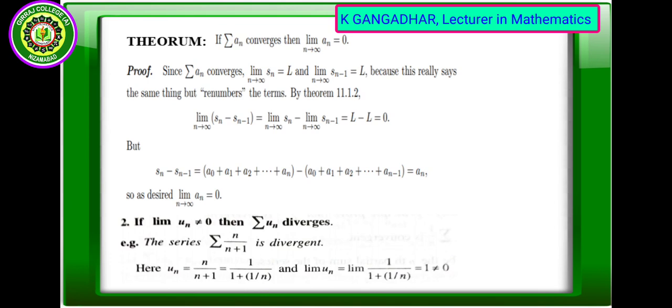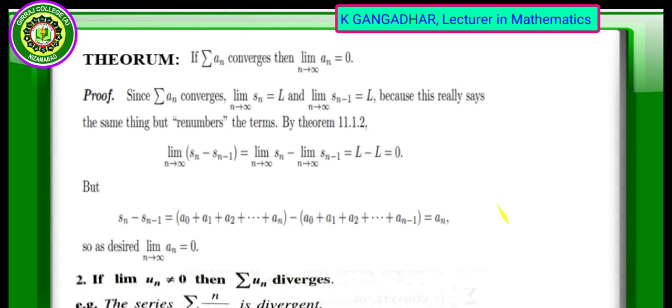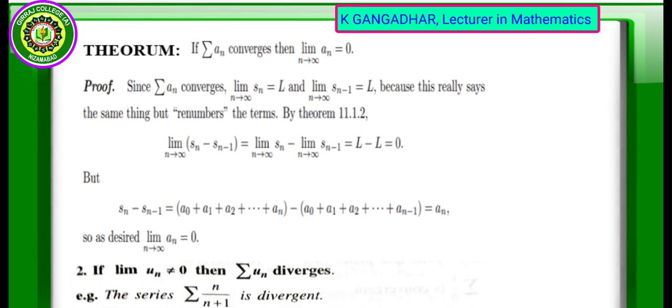Now one theorem. If sigma an converges, then limit n tends to infinity an equal to 0. First, the proof. Sigma an is convergent means we define its nth partial sum, say Sn. Sigma an convergence means a limit exists. So we take limit n tends to infinity Sn equal to L.